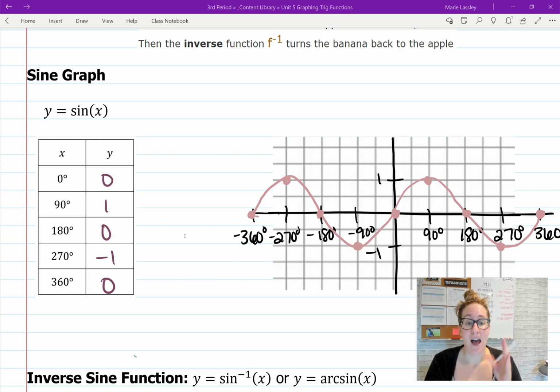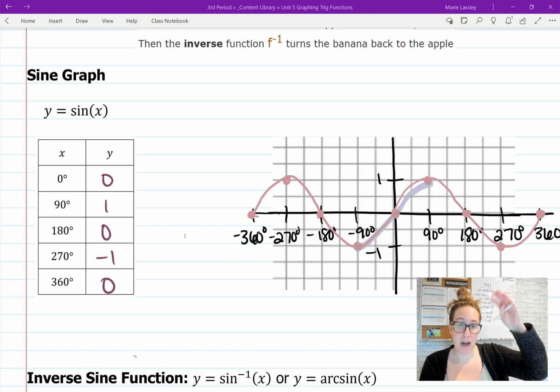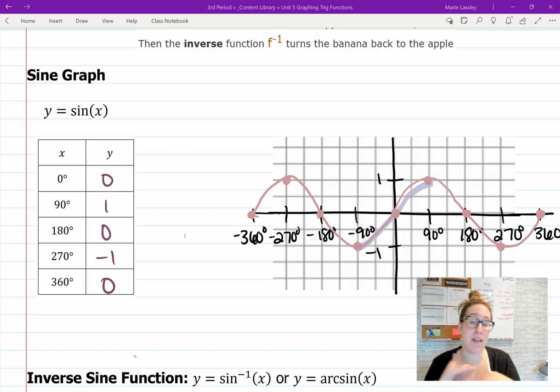Maybe you can't see it. But the easiest and most obvious chunk of the graph to pick is this chunk right here that goes from -90 degrees to +90 degrees. We hit both positive and negative 1, and we have the full span of values without repeating anything. In this section, from -90 to +90, we do pass a horizontal line test. So if we ignore the rest of the graph and just look at that section, it passes the horizontal line test, which tells me I'm not going to repeat any values in this section.